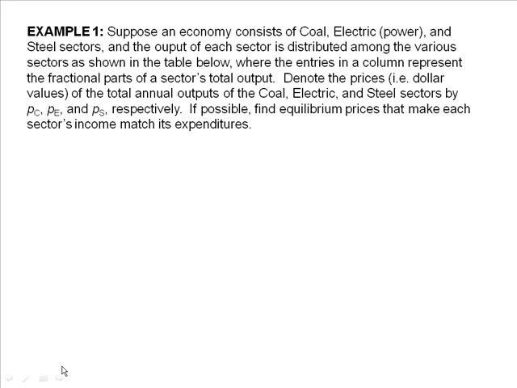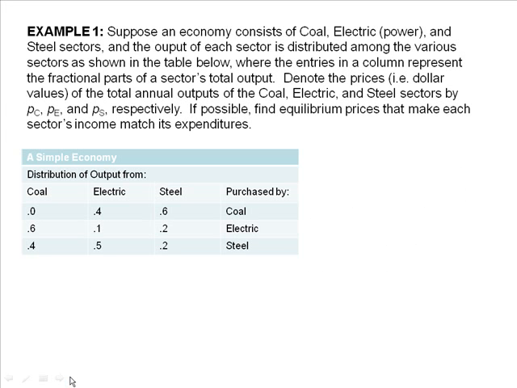So let's look at an example. We have an economy that consists of coal, electric or power, and steel sectors. The output of each sector is distributed among the various sectors as seen in this table, where the entries in a column represent the fractional parts of a sector's total output. We'll denote the prices or dollar values of the total annual outputs of the coal, electric, and steel sectors by P sub C, P sub E, and P sub S respectively.